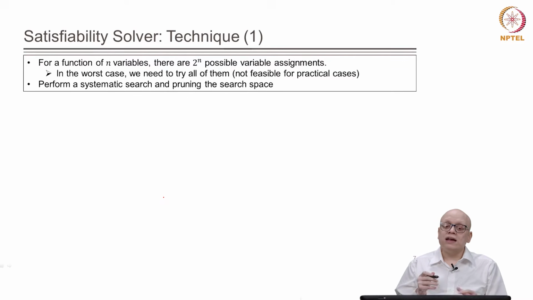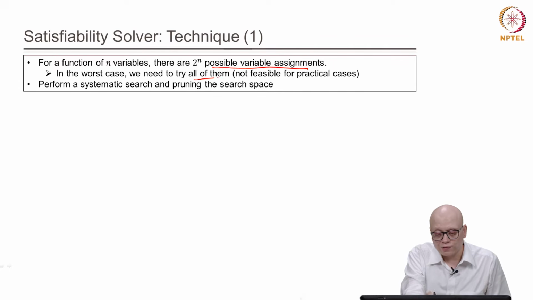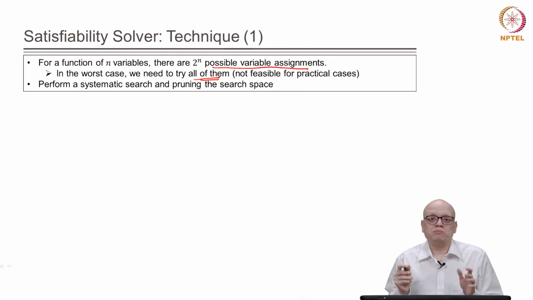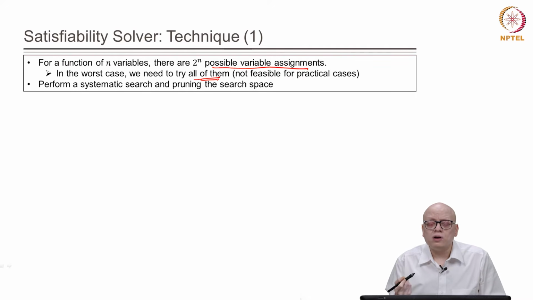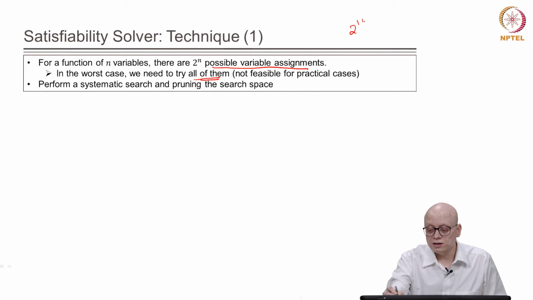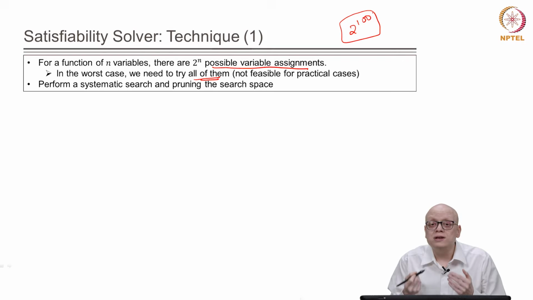Now, for a function of n variables, there are 2 to the power n possible variable assignments. So, in the worst case, we need to try all of them. If n is say 50 or 100, the number of combinations that we need to try will be too many, 2 to the power 100. It will be too many combinations to try one by one, and simply it is not feasible to solve a given SAT problem using brute force if the number of variables is large.